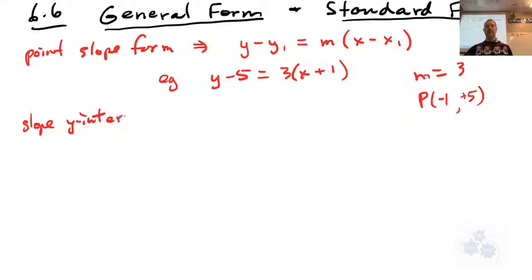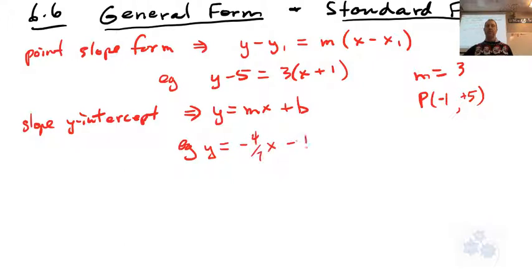That's the other one that we've talked about a lot. And that form is y equals mx plus b, where m is still the slope and b is the what? Y-intercept. That's right. So an example of this would be y equals negative 4 over 7 x minus 1. The slope here is what is it? Yeah, it's the number in front of the x, and the y-intercept is negative 1. It's the same sign here. Okay, so let's get to it.